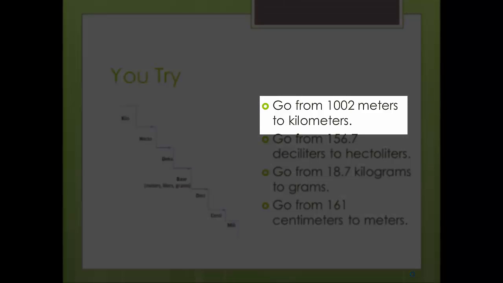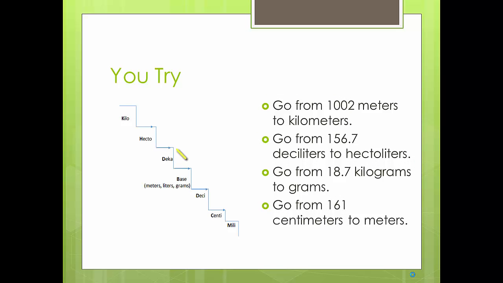So we're going to start the first one. Asked you to go from 1,002 meters to kilometers. So we're going to start on the base stair, which is meters, and I'm going to have to rotate my decimal to the left 1, 2, 3 places. If I do that on my 1002, rotate it in 3 places, it would become 1 2/1000 kilometers.